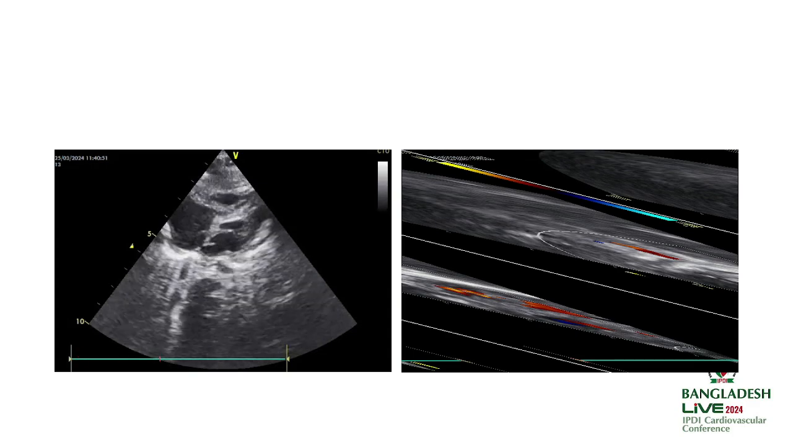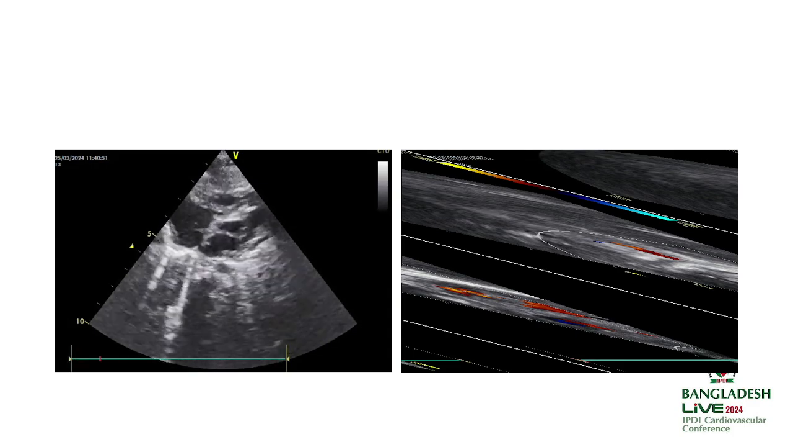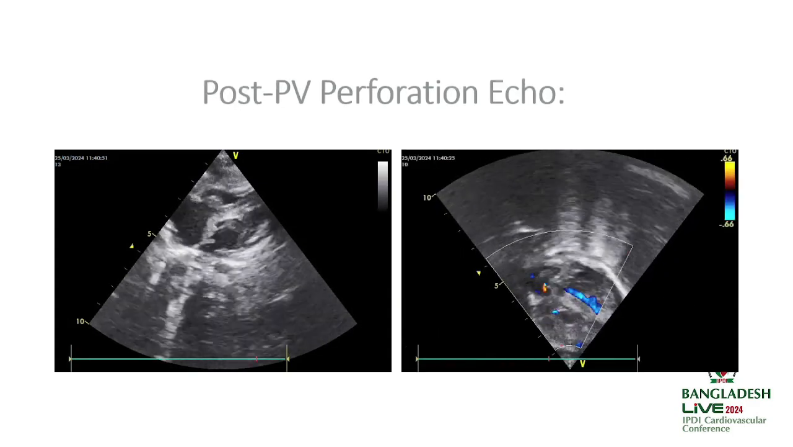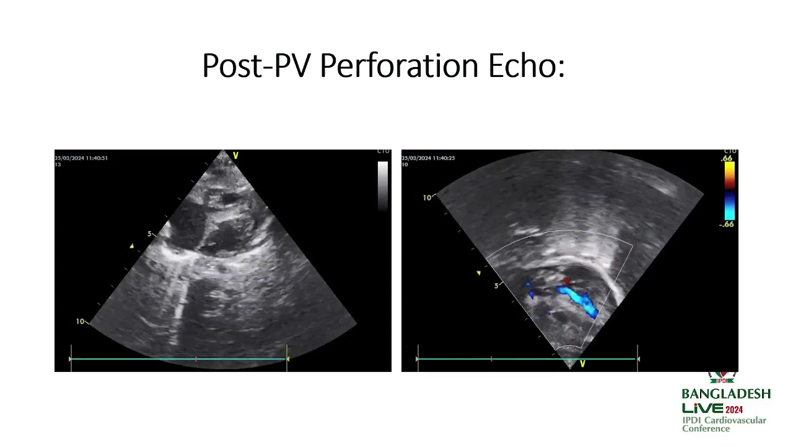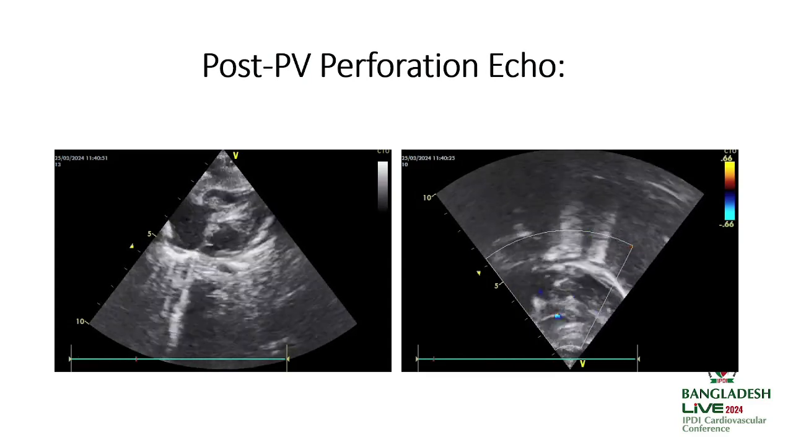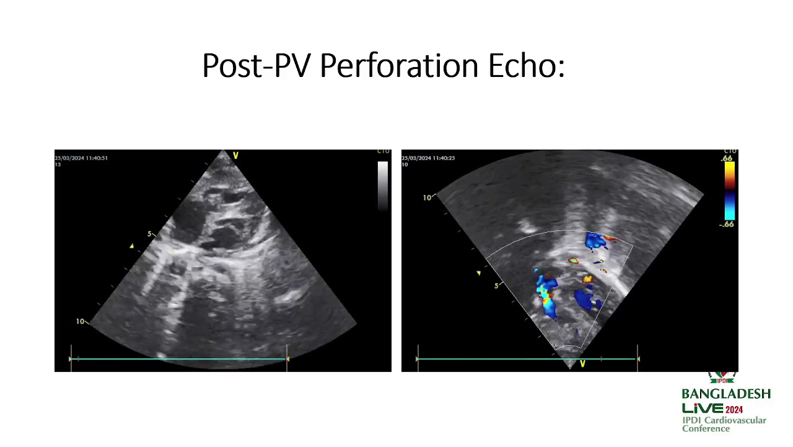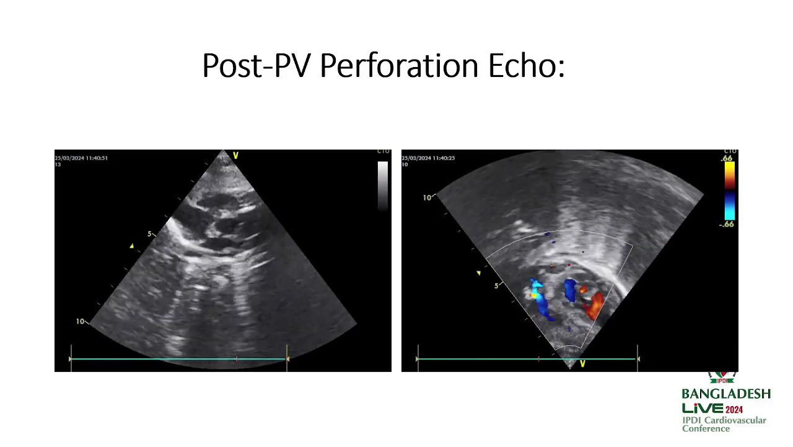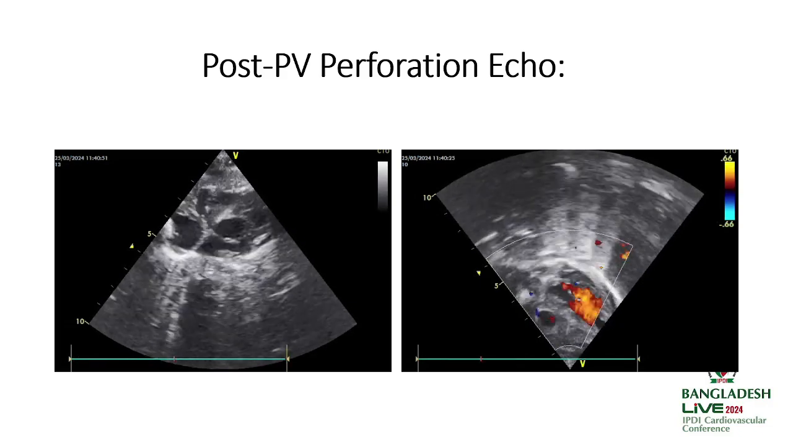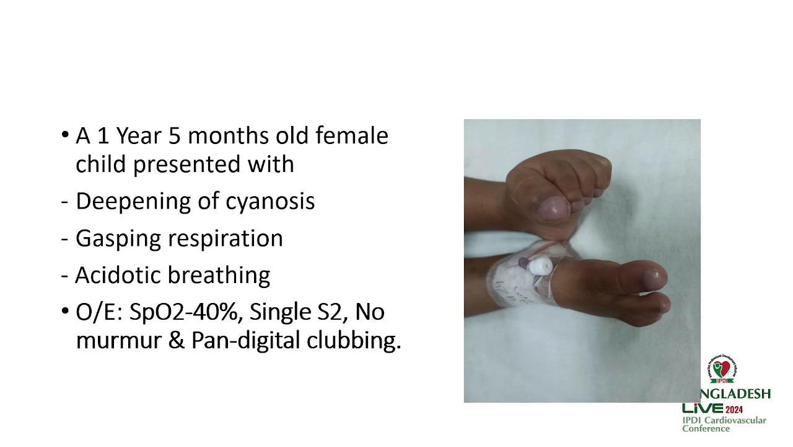And saturation increased up to 85% post pulmonary valve perforation. Echo showed the RV was a little borderline, and antegrade flow was established across the pulmonary valve.